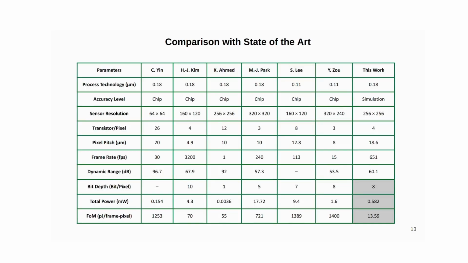Compared with recent designs from Cen, H.J. Kim, Park, Lee, and Zhao, our total power consumption is drastically lower for a given sensor resolution and bit depth. Our figure of merit is the lowest among all compared works. Our design maintains 8-bit depth, unlike earlier 1-bit or 5-bit edge imagers. Even at 180 nanometer, we outperform designs in 110 nanometer. And our frame rate of 651 frames per second is significantly higher than most hardware HD sensors. These results clearly demonstrate the advantage of counter-based ADC-less in-sensor edge detection.